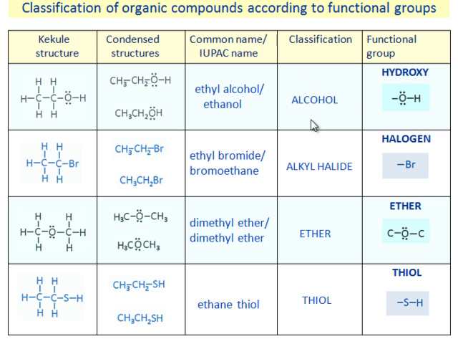Class of compound: alcohol, exemplified by ethyl alcohol. Functional group: hydroxy group. Class of compound: alkyl halide, exemplified by ethyl bromide. Functional group: halogen. Class of compound: ether, exemplified by dimethyl ether. Functional group: ether group. Class of compound: thiol, exemplified by ethane thiol. Functional group: thiol group.